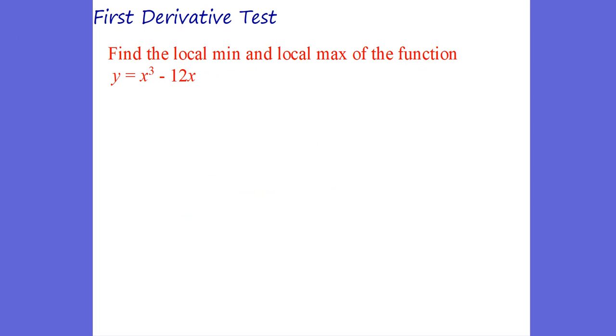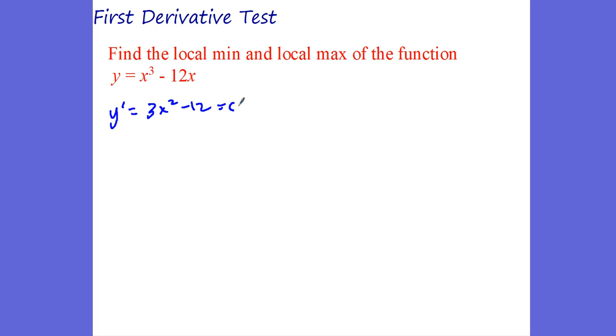So let's take a look at a function. We're going to try to apply this first derivative test. Let's start with this one. Find the local min and max of our function y equals x cubed minus 12x. Okay, so what do we want to do? We want to take that first derivative, and we have 3x squared minus 12.